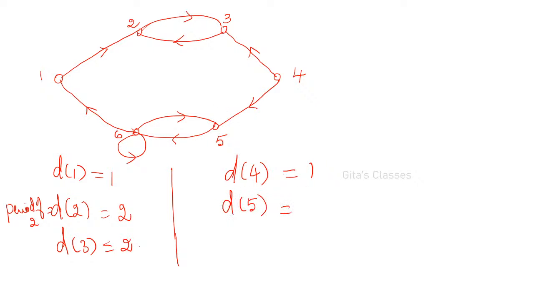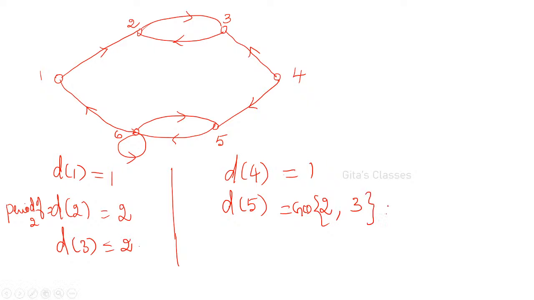For d(5), I can go to 6 and come back. So there are 2 steps; in 2 steps I can come back. That is one possibility: from 5 to 6 and 6 to 5. Another possibility: from 5 I go to 6, then from 6 you take the loop, and then come back to 5. So 3 steps is also possible. In this case you have to take the GCD.